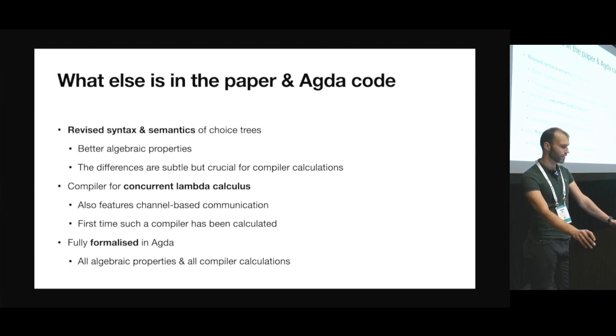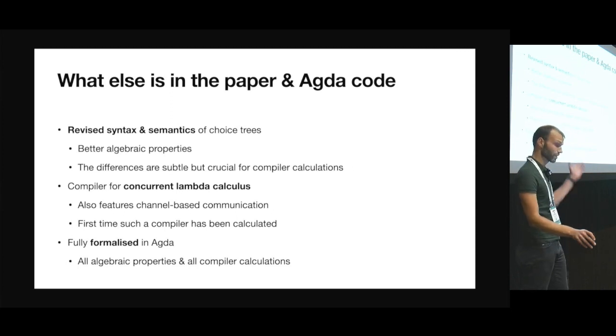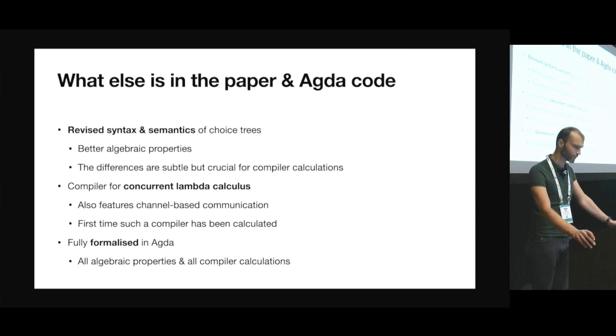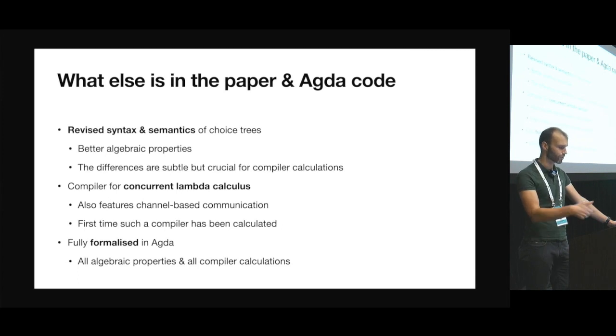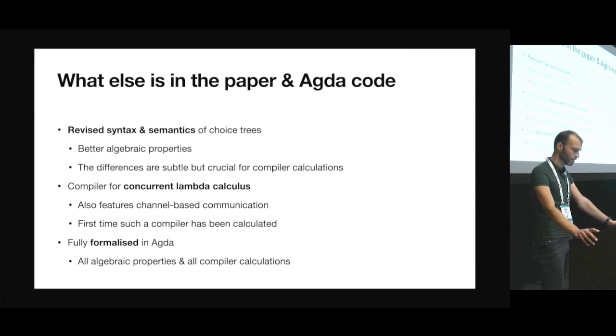You also find the details of the compiler calculation for this concurrent lambda calculus, which features a fork instruction and channel-based communication. This is the first time we have a derivation of such a compiler for such a language. And all of this is formalized in Agda, including the definition of choice trees, all the algebraic properties, but also the compiler calculations themselves. So if you're interested, please check those out as well.